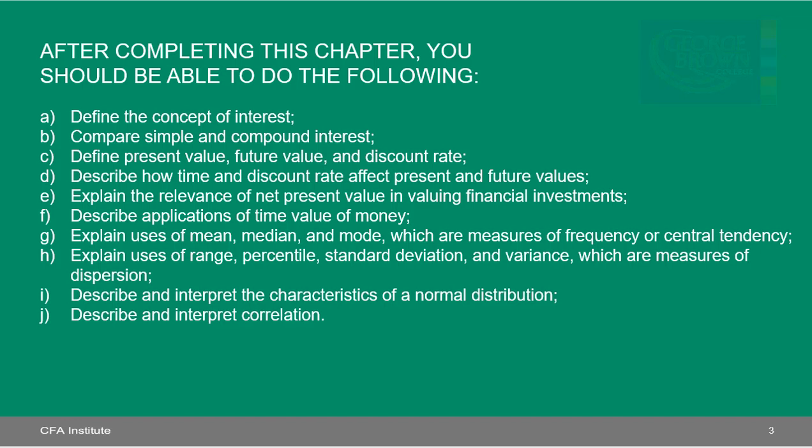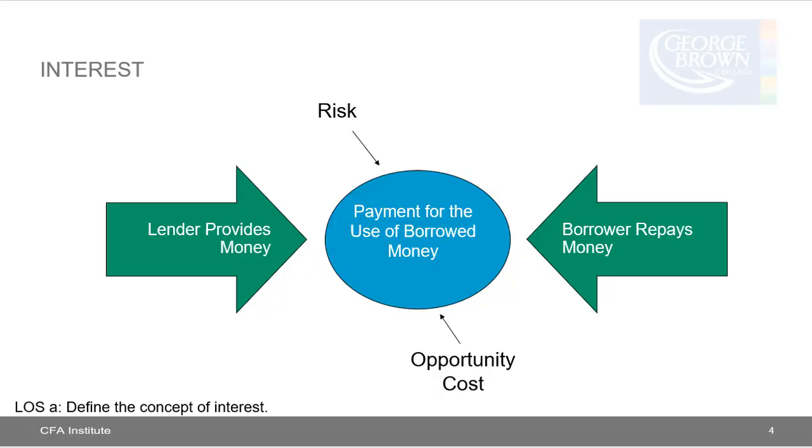G, explain uses of mean, median, and mode, which are measures of frequency or central tendency. H, explain uses of range, percentile, standard deviation, and variance, which are measures of dispersion. I, describe and interpret the characteristics of a normal distribution. And finally, J, describe and interpret correlation. Learning outcome statement A is define the concept of interest.